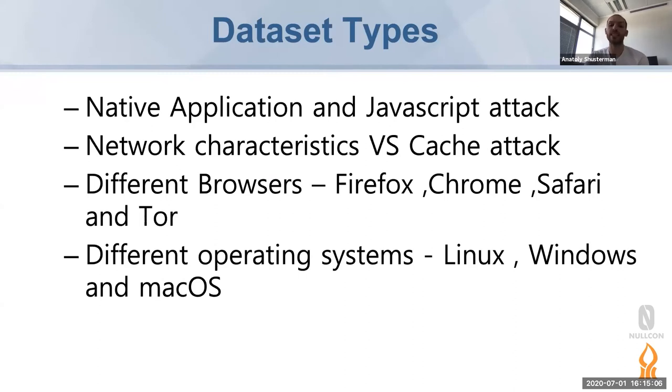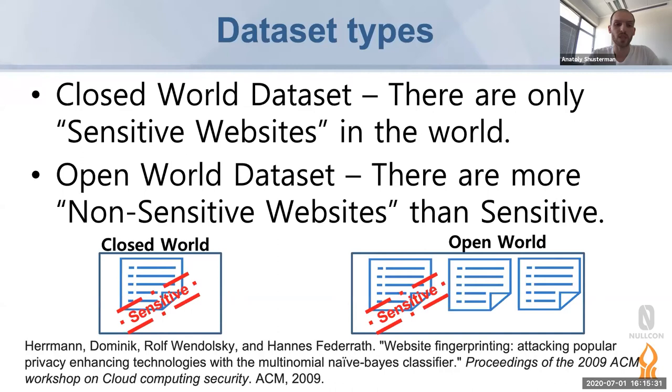We had lots of datasets. It was 6 months of data collection, lots of data in different settings. We have native application and JavaScript attacks, network characteristics versus cache attack, different browsers, different operating systems. And we had two scenarios, closed world and open world datasets. In the closed world dataset, the attack model has a set of 100 web pages that it assumes are the only ones in the world. So the model should distinguish only between these sensitive websites.